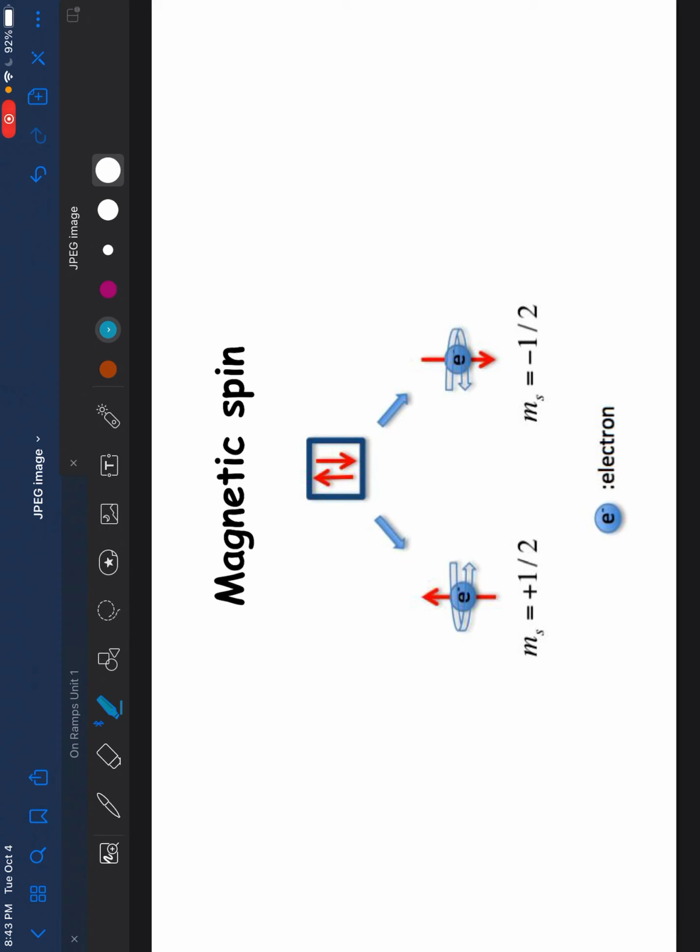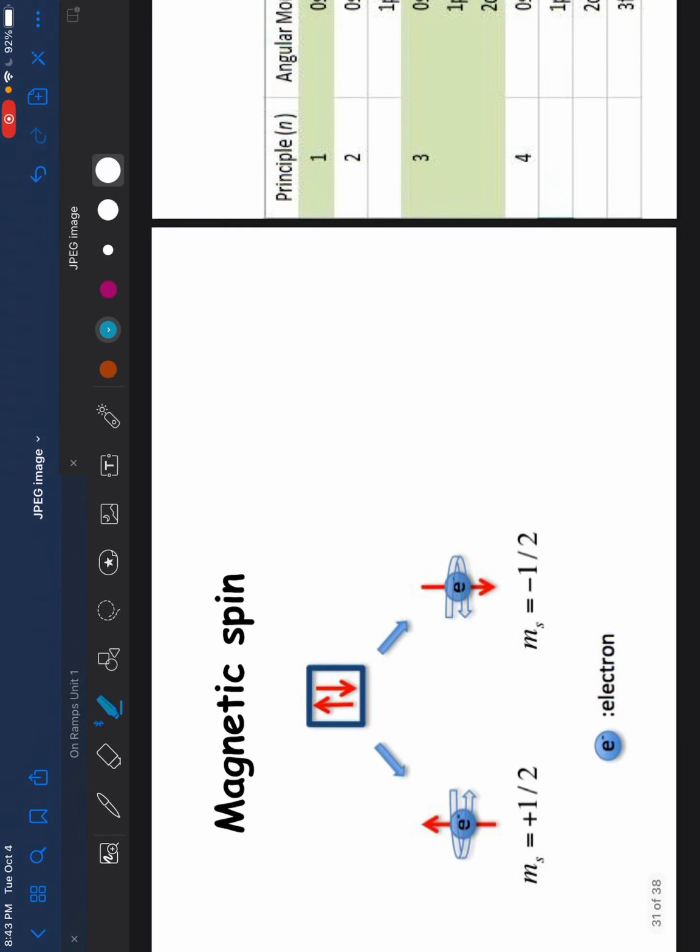Magnetic spin, again: positive, your electron is going to go up, and negative, your electron is going to go down. You can only have positive or negative 1/2.